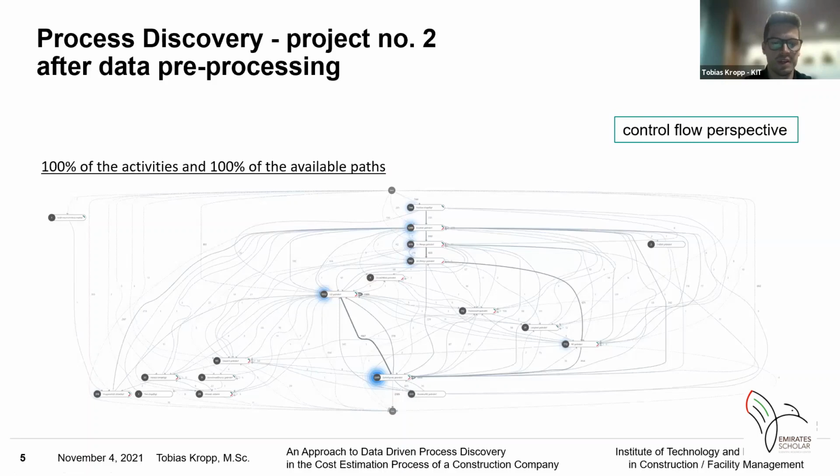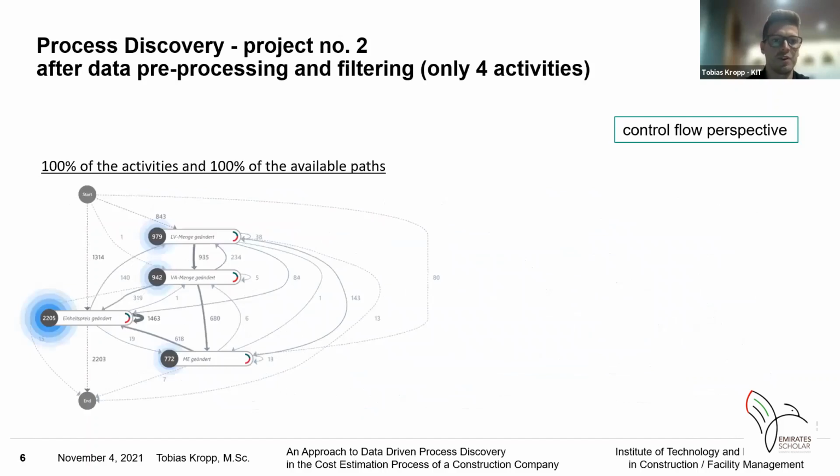But to get clearer insights, we tried to focus only on the main activities. So I talked with the process managers, and we also looked at which activities were most often available in the event log. So there were 4 activities, and here you see 100% of the activities, and also 100% of the paths that actually show the event logs with just 4 activities.